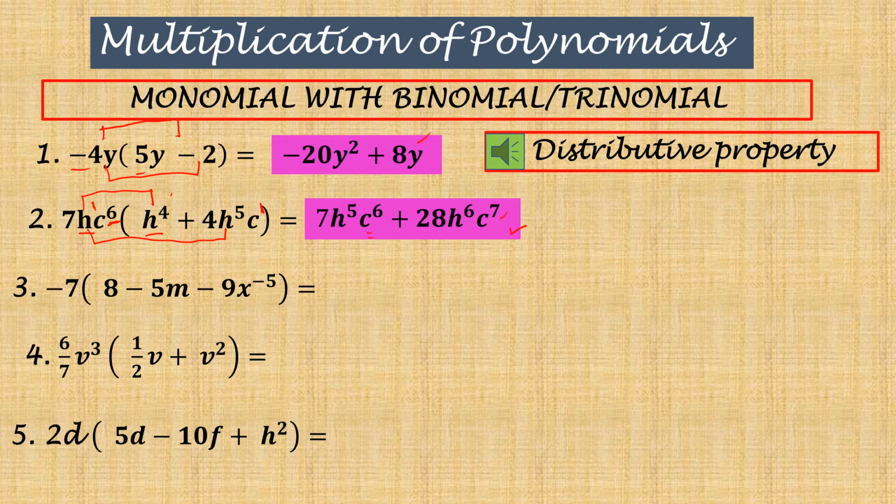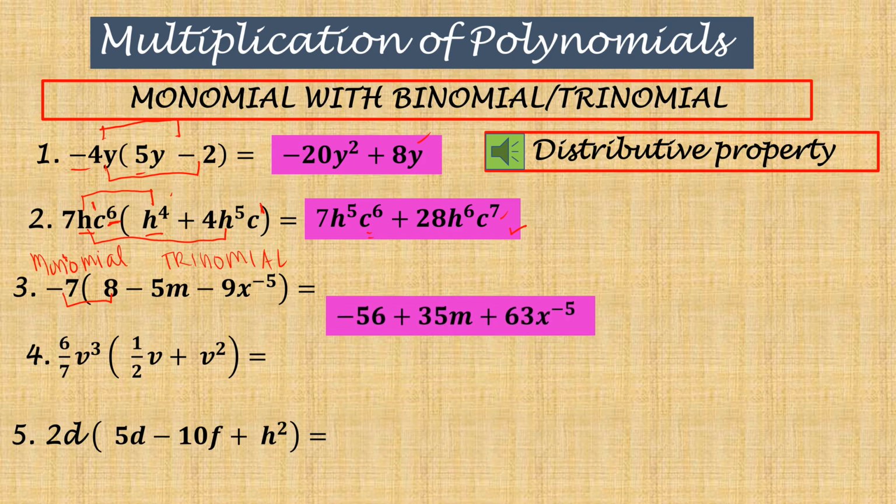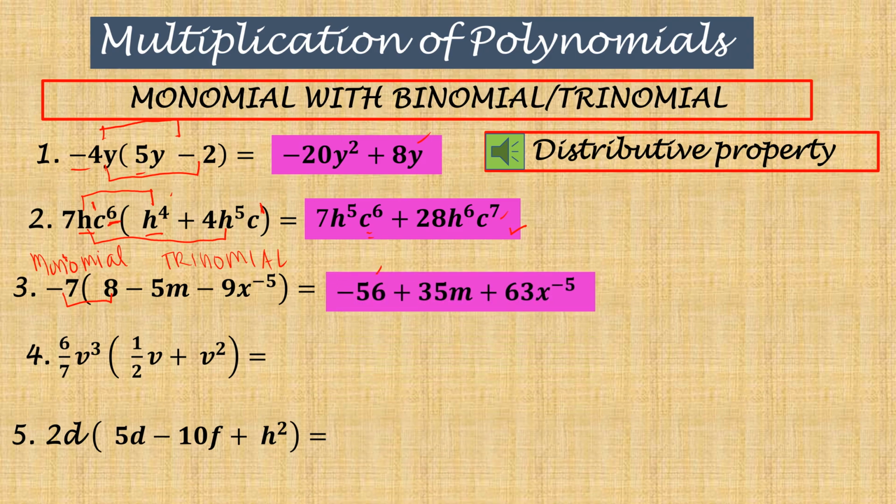All exponents of the bases are positive. So let's proceed to number 3. Okay, number 3, negative 7 times 8. So this time we have a monomial and then times a trinomial. So this is a trinomial, and this is a monomial. Same process. We just simply multiply the negative 7 times 8. So it will give you negative 56. Negative 7 times negative 5m will be positive 35m.